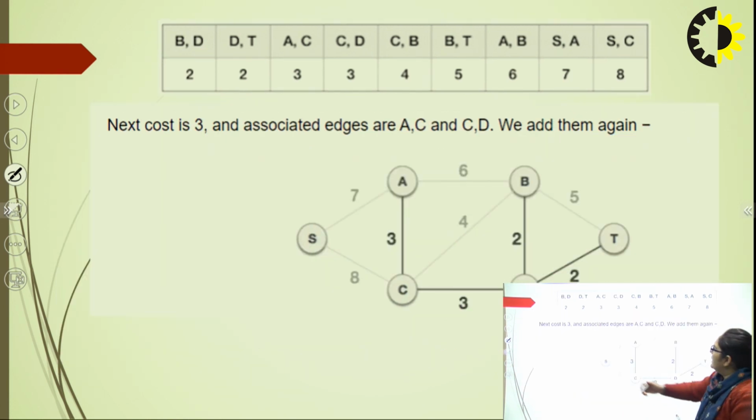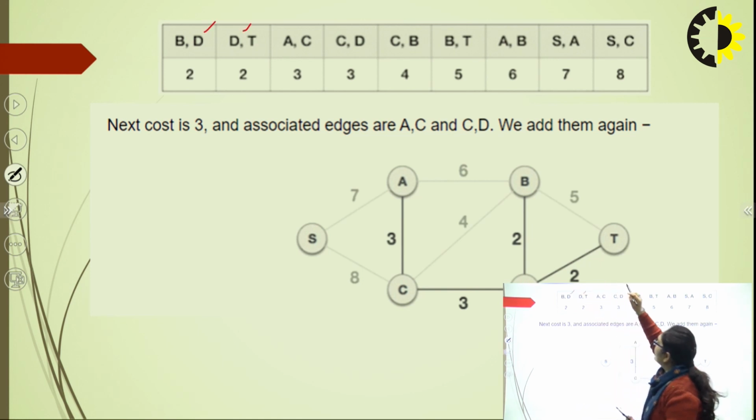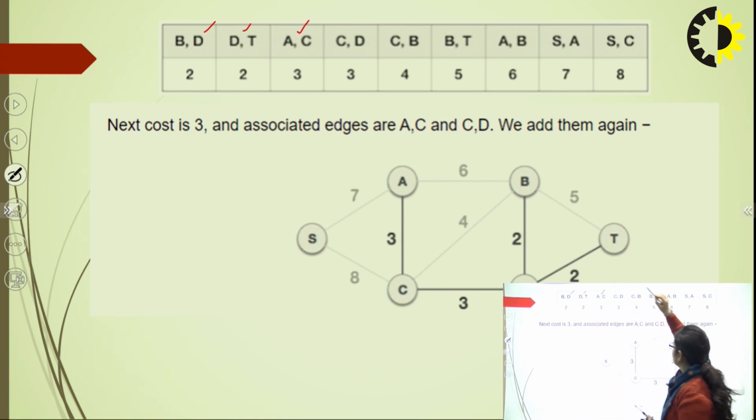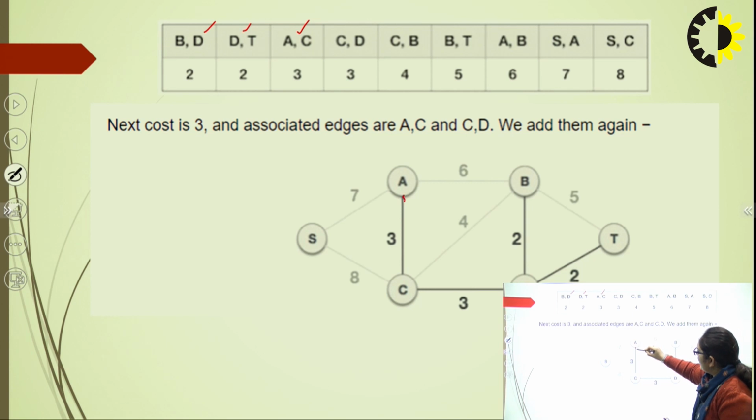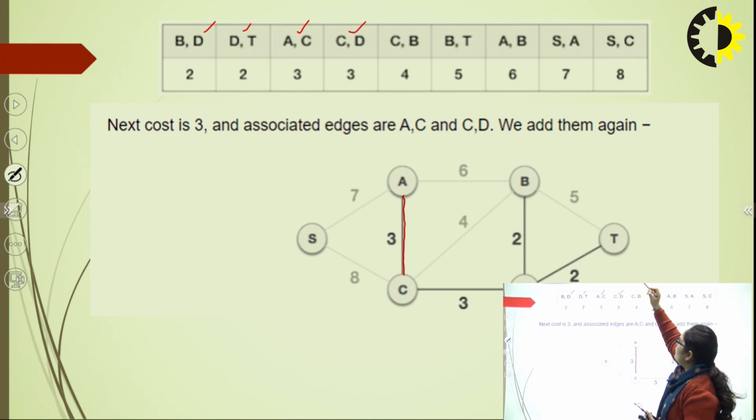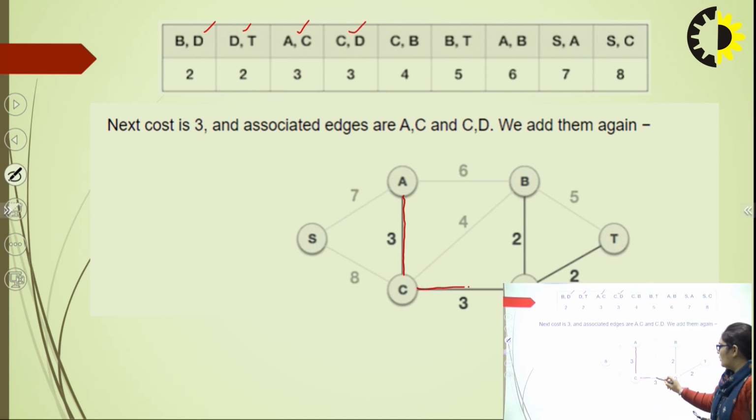Now BD and DT are already included. Next edge is AC, so we will add edge AC also in our graph. It is not forming a cycle, so no issue. After AC we have the next edge CD, so we will include CD here also, okay.